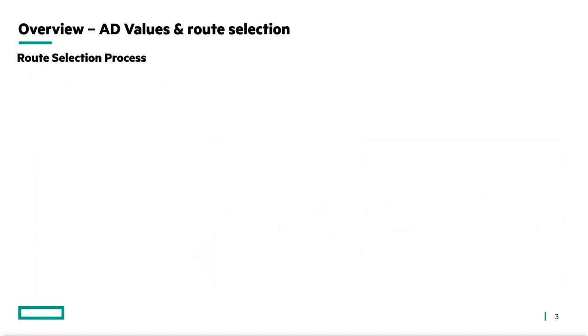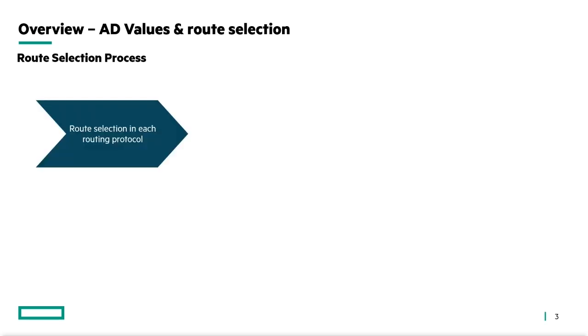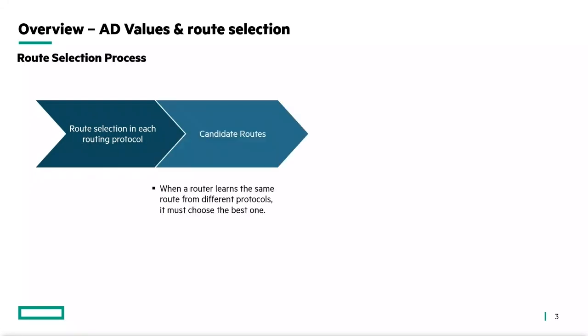Let's talk about the route selection process before we jump into the OSPF part. Route selection happens in 4 main stages. First, route selection within each routing protocol. For example, protocols like BGP might have many routes for the same prefix, and it will elect one of the best for BGP. Then this gets compared with other protocols.